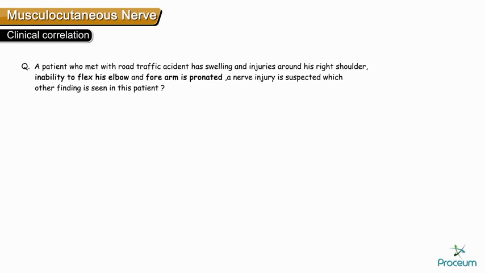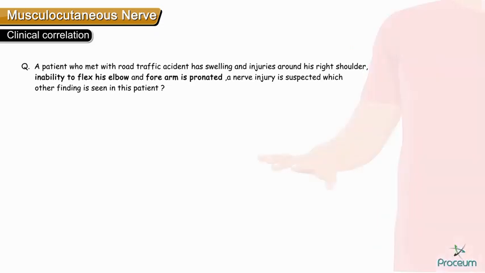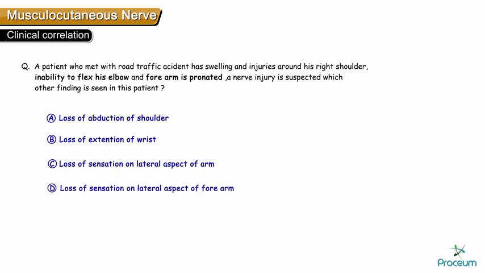Now look at this question here. A patient who met with a road traffic accident has swelling and injuries around his right shoulder. The patient has inability to flex his elbow and the forearm is pronated. A nerve injury is suspected. Which other finding can be seen in this patient? Will there be loss of abduction of shoulder, loss of extension of wrist, loss of sensation on lateral aspect of arm or loss of sensation on lateral aspect of forearm?